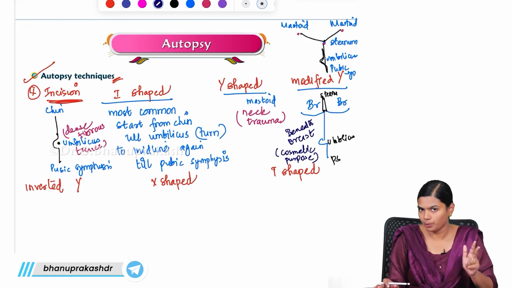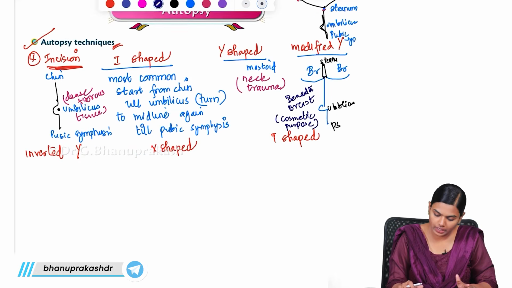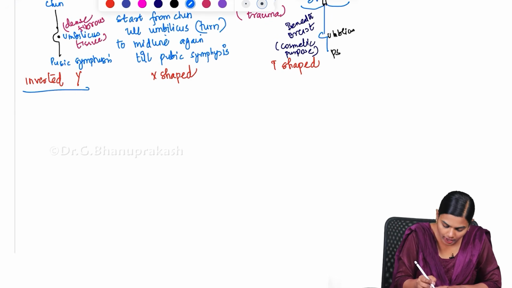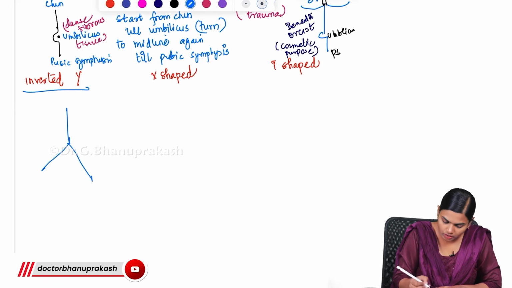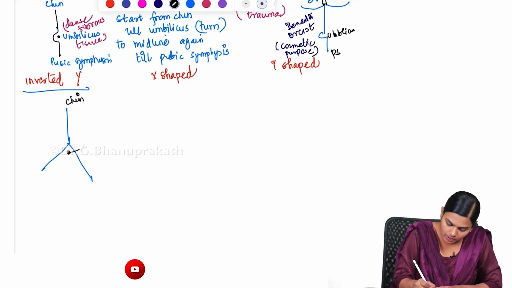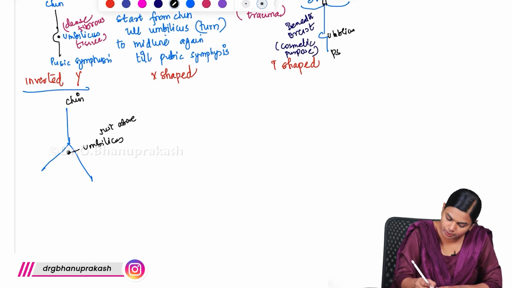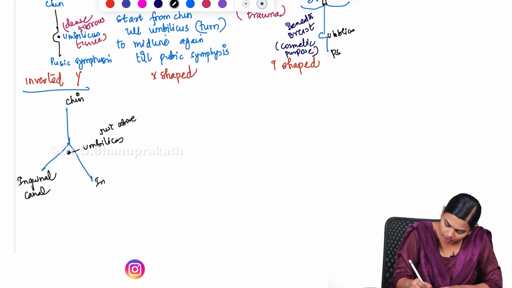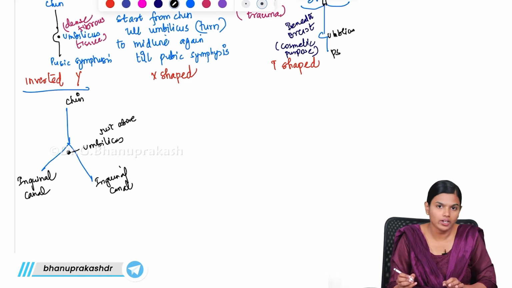So I-shaped, Y-shaped, modified Y-shape we have seen. Now you have the inverted Y-shape. In the inverted Y-shape, from the chin it will come as a single limb, and just above the umbilicus, it will split into two limbs of the Y, and it will end in the inguinal canal. In both inguinal canals, it will go and end. So this is your inverted Y-shaped incision.